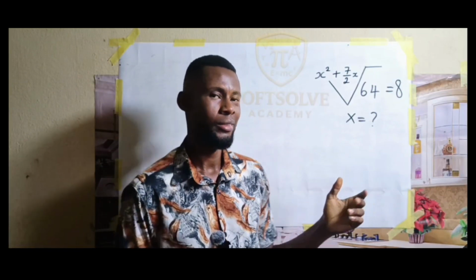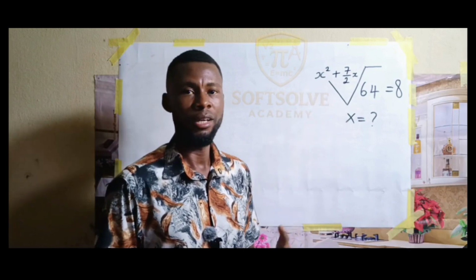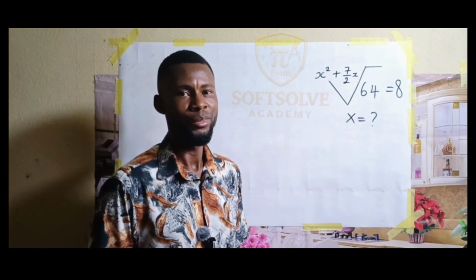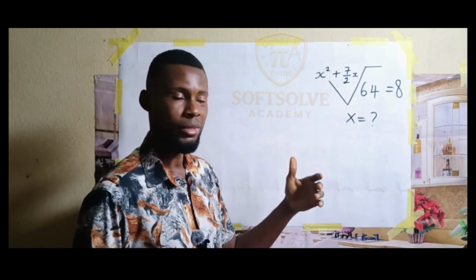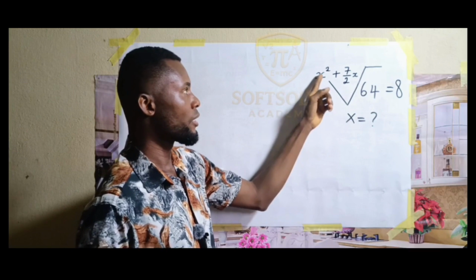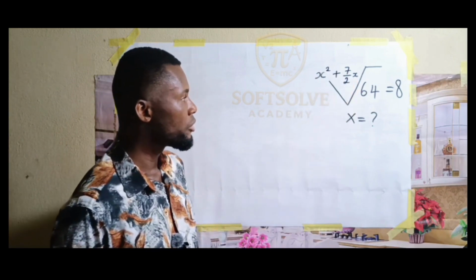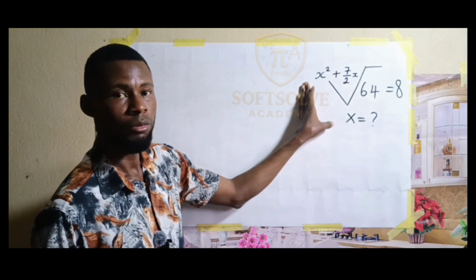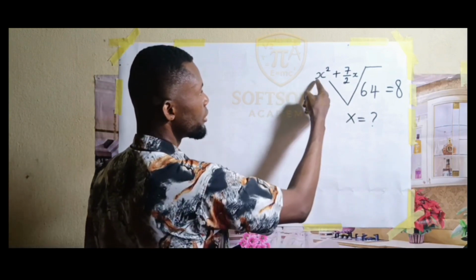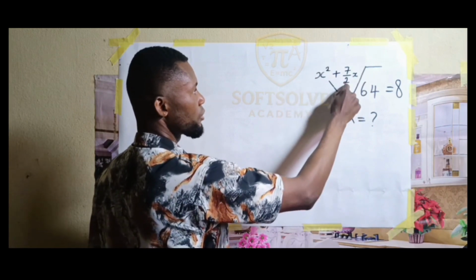So we want to test how to solve this type of question. It may look a little bit scary, but it's quite simple if you know the steps and what to do, especially how to unravel this particular x squared plus 7 over 2x. Alright, so if I want to solve this, the first thing to do is to deal with these values here, x squared plus 7 over 2x.